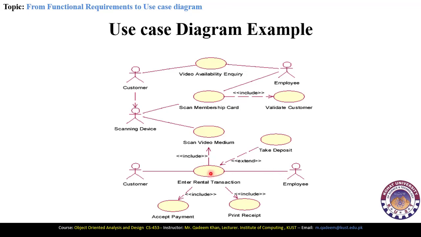Now, rental transaction has two sub use cases here with the include relations: accept payment and print receipt, and they are linked with the include relations. So when the customers provide rental transactions, then the payment will be accepted and the receipt will also be printed. And these two are included in this use case diagram.